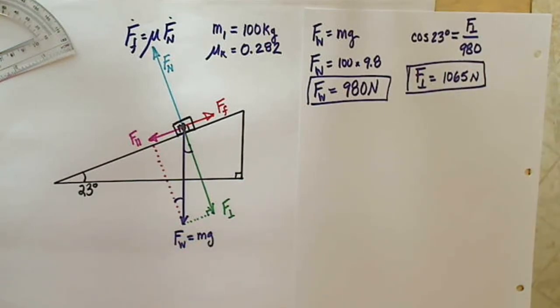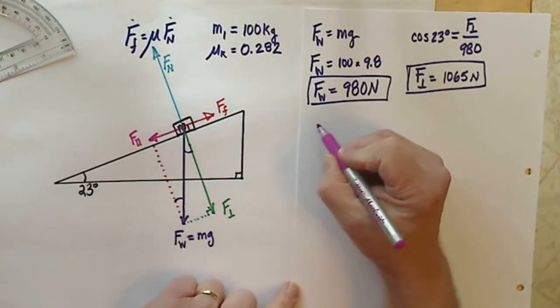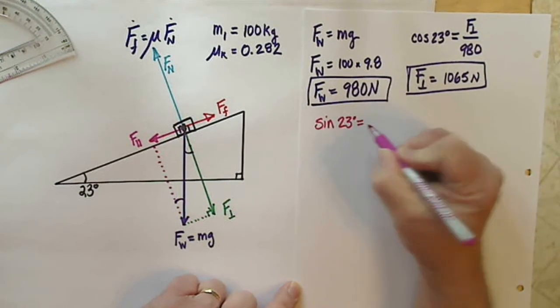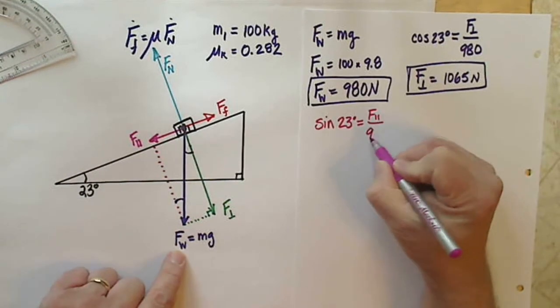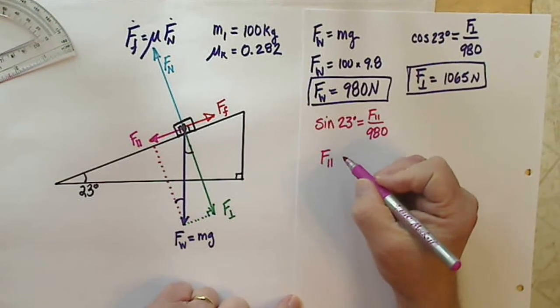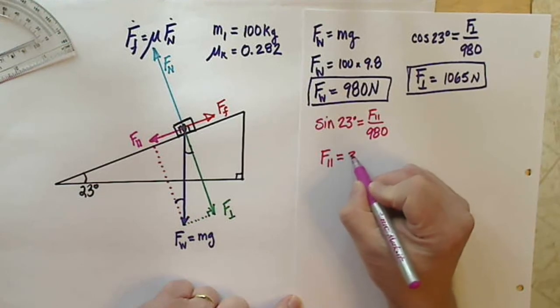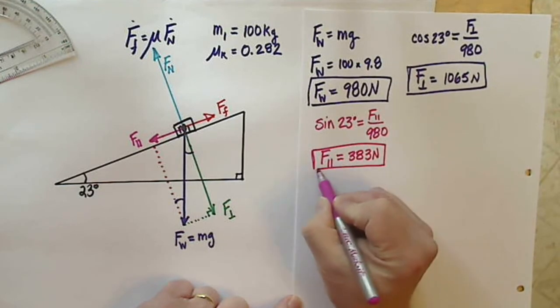Okay? Now, the next thing we want to do is our force parallel. Our force parallel is this triangle. You know this is 23 degrees, it's opposite, so we're going to have to use sine. So the sine of 23 degrees is the opposite, force parallel over the hypotenuse, 980. So the force parallel is going to be equal to 383 newtons. Okay?